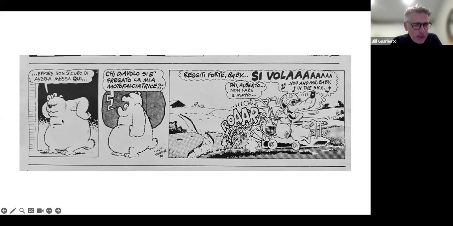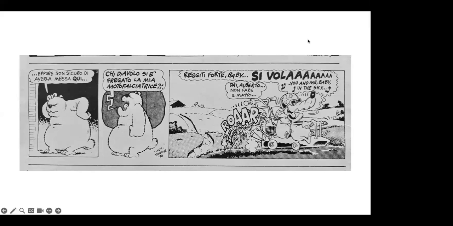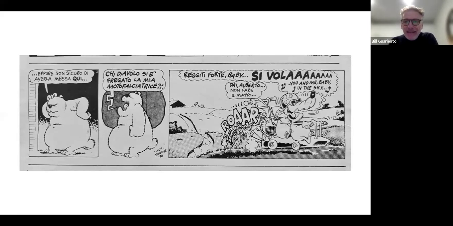I will translate. So here on the left, the bear is saying, but I am sure I left it here. And in the second picture, he's very angry. He says, who has taken my lawnmower? He's really angry. And then in the third picture, Esra, can you tell me again what Lupo Alberto is saying? Hold on tight, baby, we're flying. That's right, okay. And then Marta, the chicken, is saying, no, Alberto, don't be crazy.